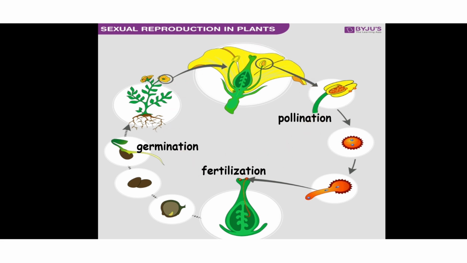Roots will grow downwards and the shoots will start growing. Leaves will come. Like that, a young plant will be produced. After that, a mature plant. Then again the plant at a certain stage, flowers will come. Then this same life cycle will continue. So this is the sexual reproduction in plants. This is how the plant reproduces.